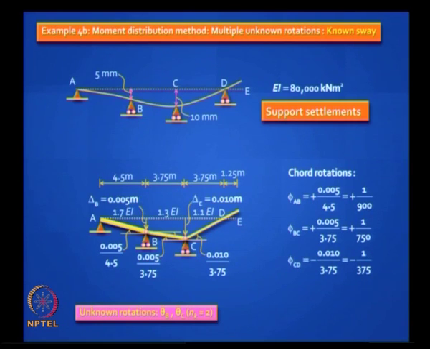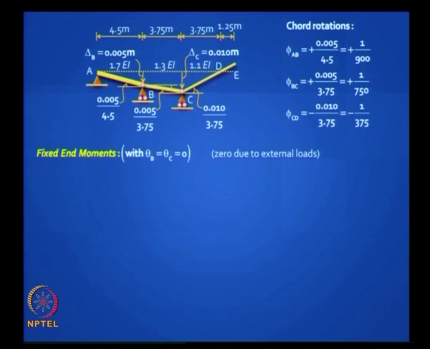So at B and C we need to do moment distribution. Up till now we have done problems which needed moment distribution only at one location, and you need to do it in one step and you get an exact solution. But now when you have more than one location where you do distribution, it gets to be a little tricky. So let us see how to do that.